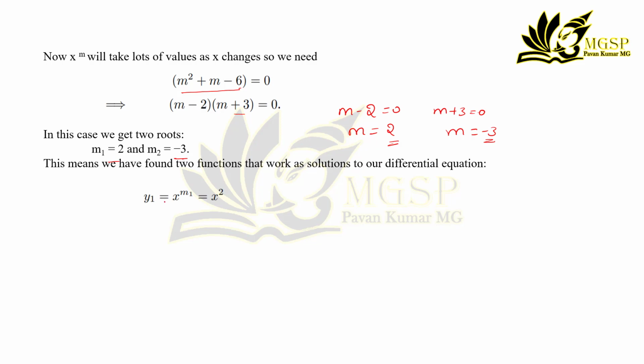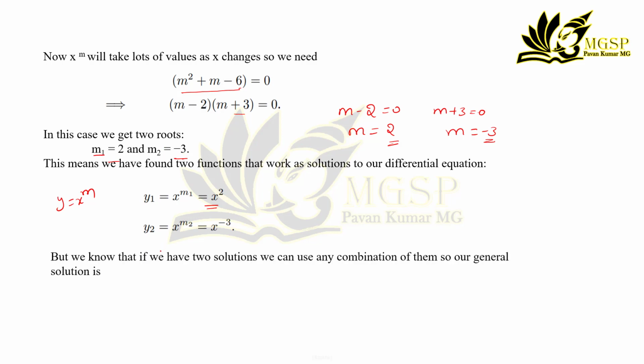The solution will become y1 is equal to x power m1, because I have taken y is equal to x power m. What is m1? m1 is equal to 2, so y1 is x square. And y2 is x power m2, that is x power minus 3, because the m2 value is minus 3, the second root.